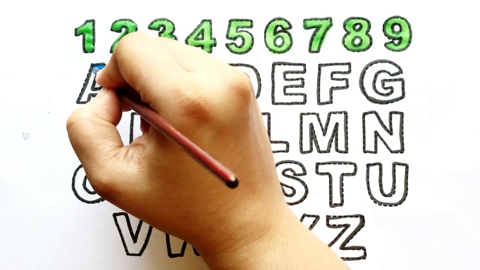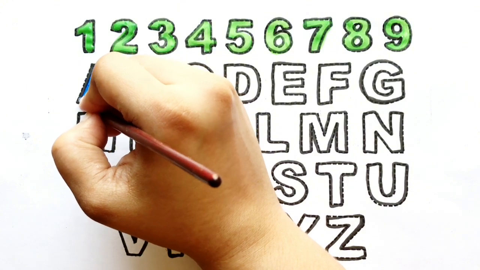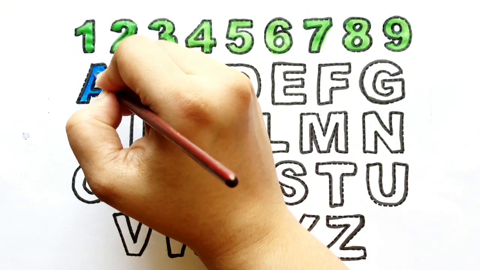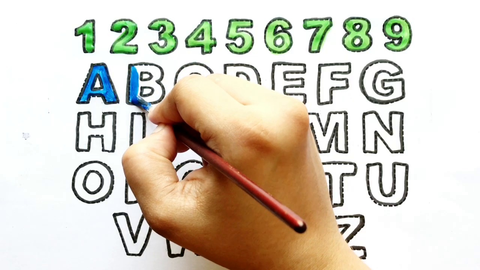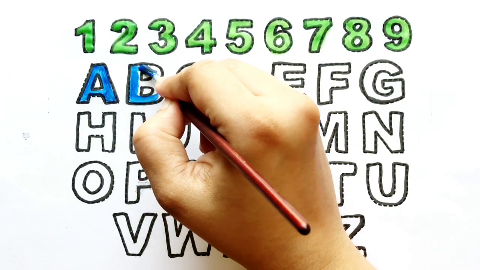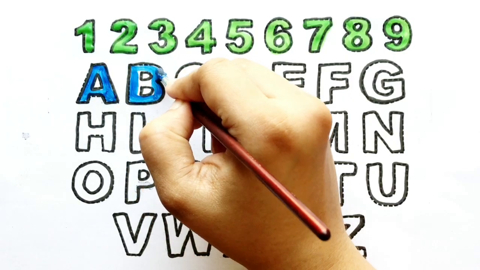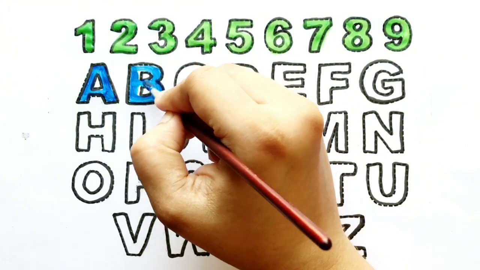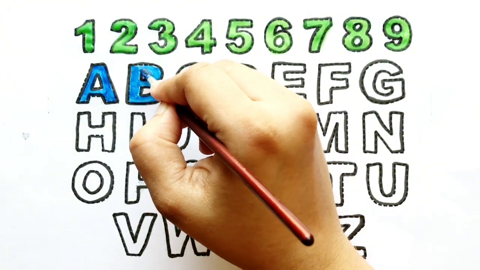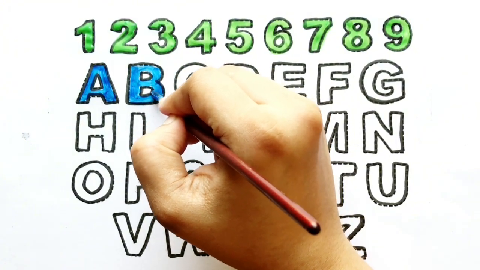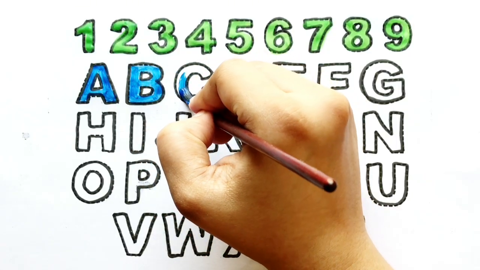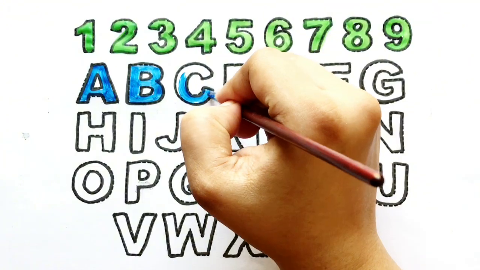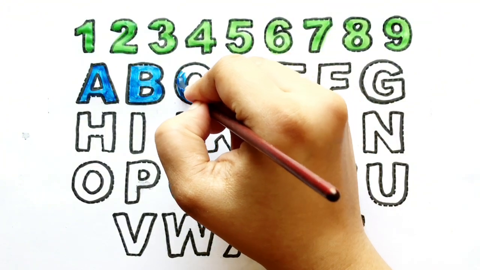A for apple. A, B, C, D, E, F, G, H, I, J, K, L, M, N, O, P, Q, B. B for ball. T, U, V, W, X, Y, and Z. Now I know my ABCs. Next time, won't you sing C for cat. with me?